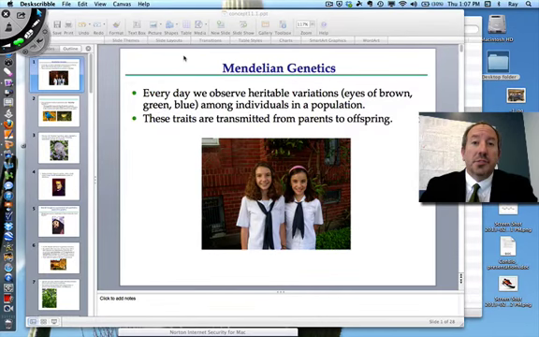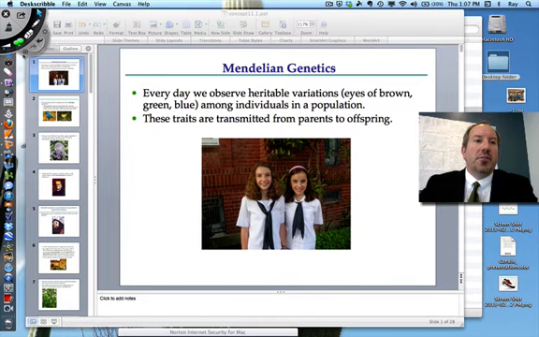Hi everyone, it's Mr. Sinti, and today I'd like to talk to you about heredity, and in particular what I like to call Mendelian genetics, sort of giving honor to the great biologist Gregor Mendel, the Austrian monk, who gave us some of the most fundamental patterns of heredity that are still with us today.